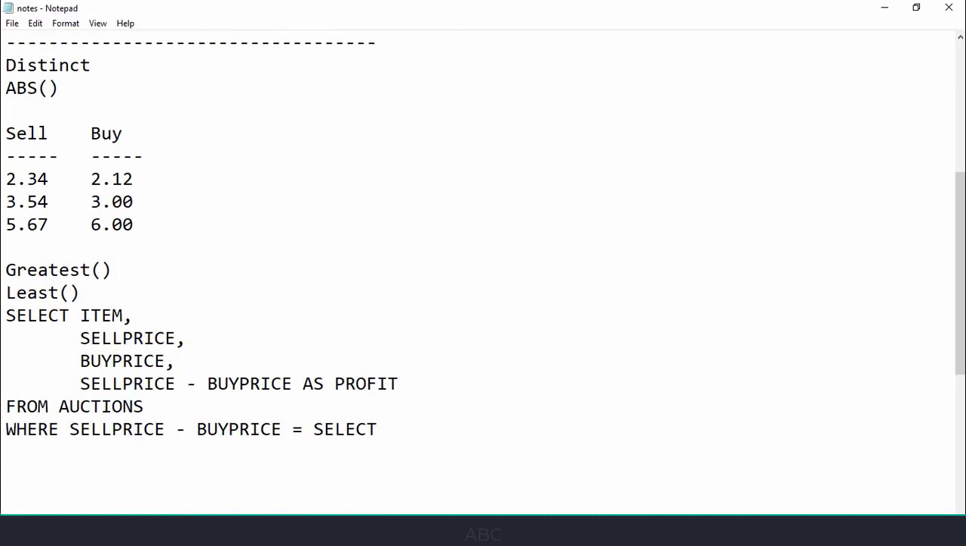And was it 2156? Let me put in 2156. And you can also do a sub-select to get that 2156. Like you can say select, and we'll put in max. Hold on, we'll do select max sell price minus buy price from auctions.